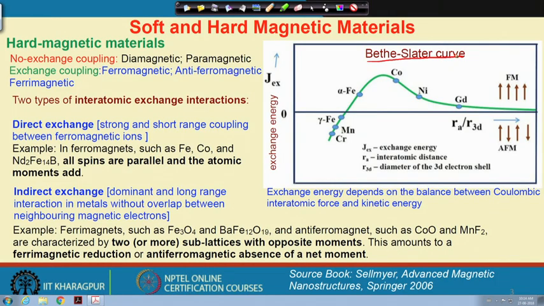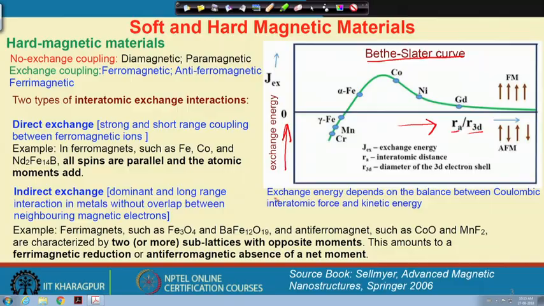So, here what we plot is the interatomic distance divided by the diameter of the 3d electron shell. The ratio is plotted along the x axis, and on the y axis we plot the exchange energy. Okay, if I have only one type of atom present in a crystal, and I bring another atom of a different type close to it, then whether the magnetic exchange coupling is going to increase or decrease, this is basically the fundamental aspect of this discussion.